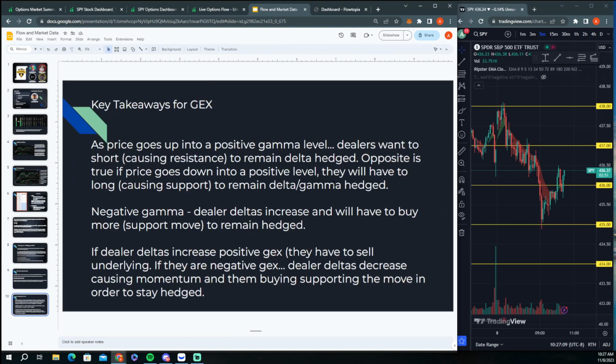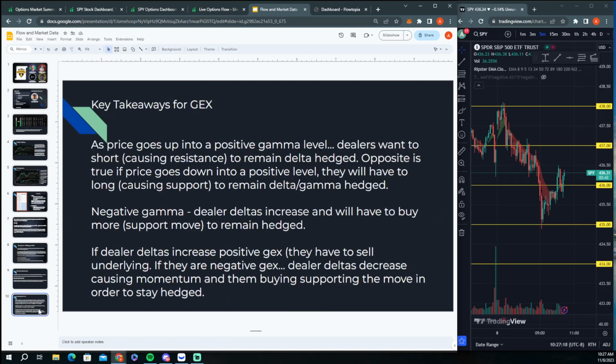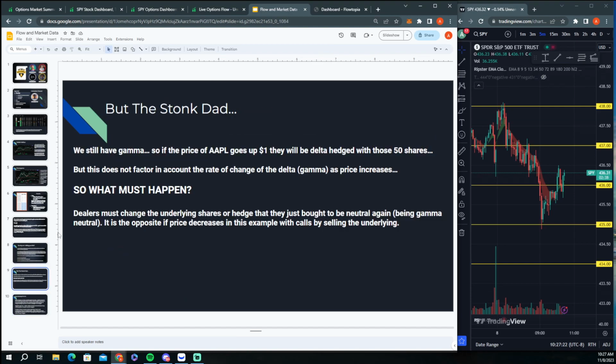So key takeaways for gamma. Oh wait, I didn't go over that. Hold on, that is not the slide for right now. Okay, let me see. I can't even remember what I wrote. I know that's really confusing to you guys, but it's really confusing to me, honestly, too.